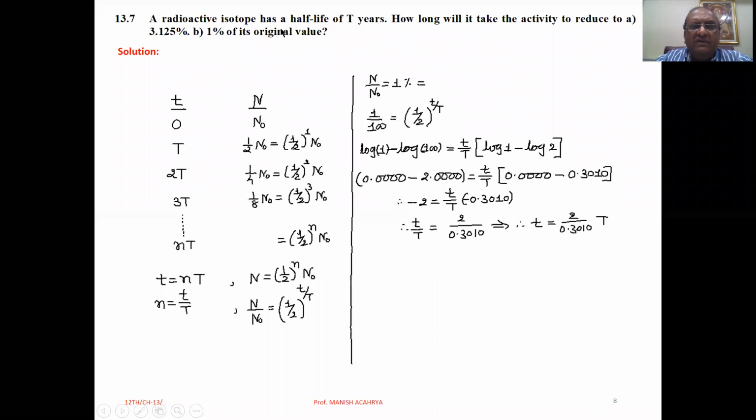13.7. A radioactive isotope has a half-life of capital T years. How long will it take the activity to reduce to A 3.125% and B 1% of its original value?